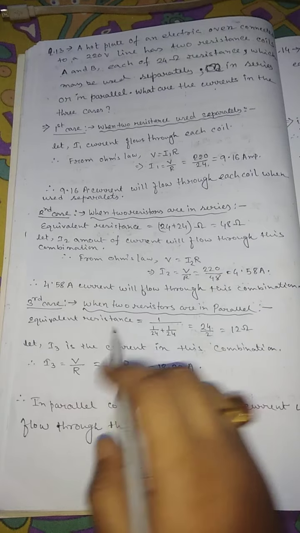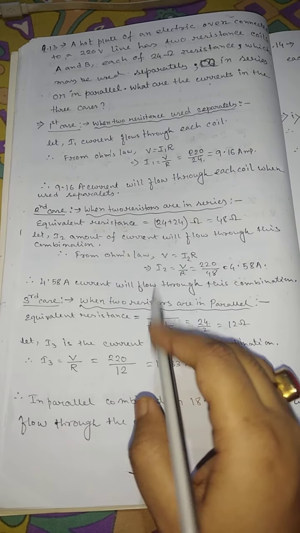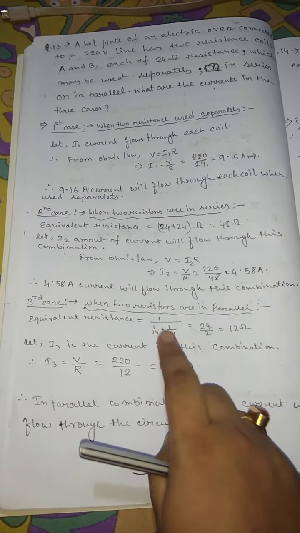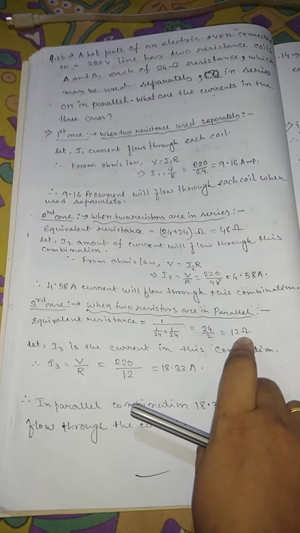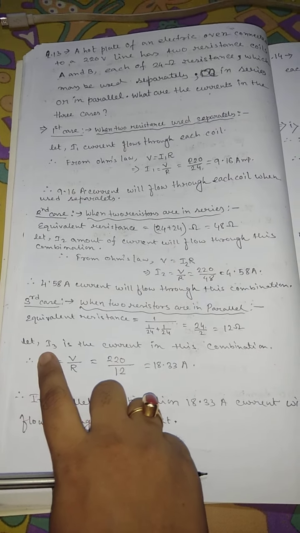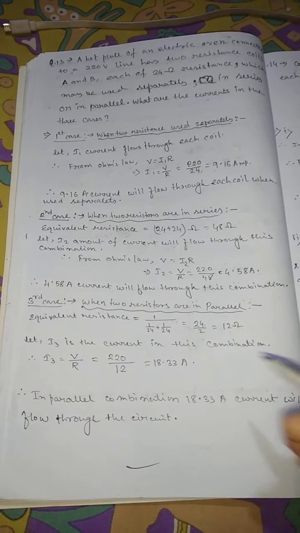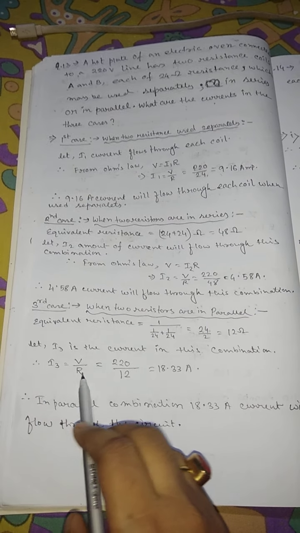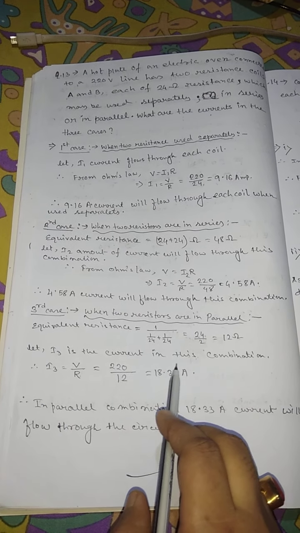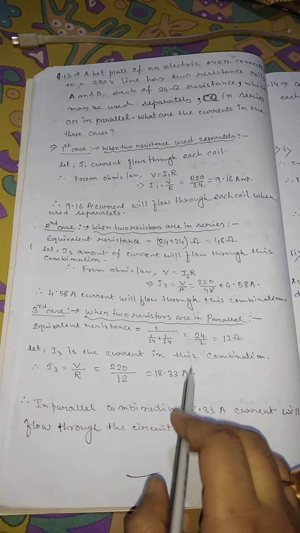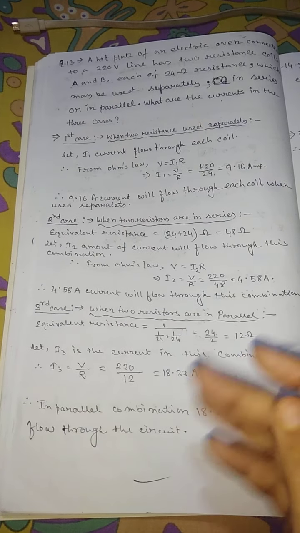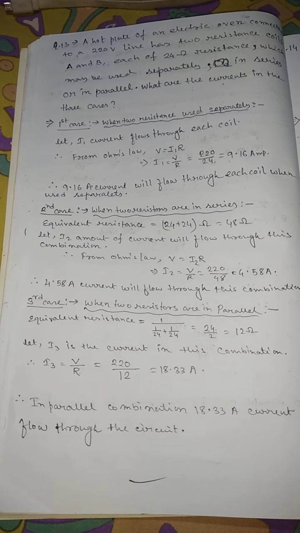And in parallel, the equivalent resistance is given by 1 by R equals 1 by R1 plus 1 by R2. Calculating this way you get 12 ohm. Here we consider I3 amount of current flowing through this combination. Using Ohm's law, we have 18.33 ampere. So in the parallel combination, this amount of current will flow through the circuit. Okay. Thank you.